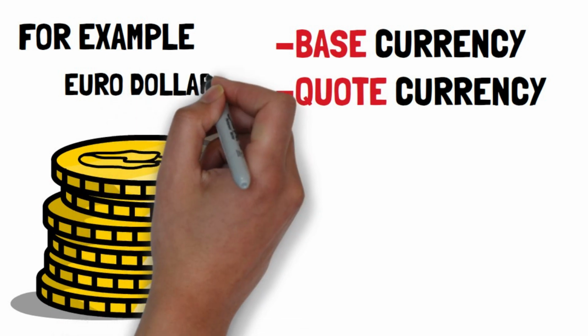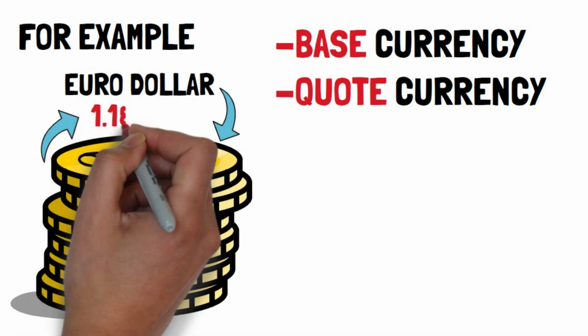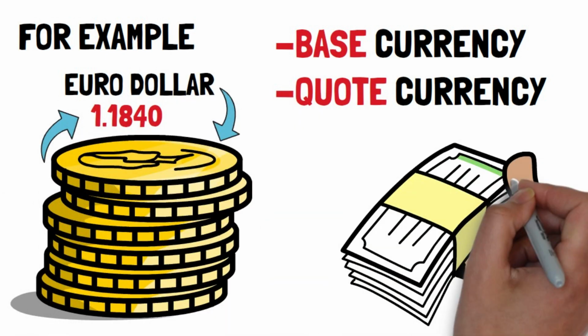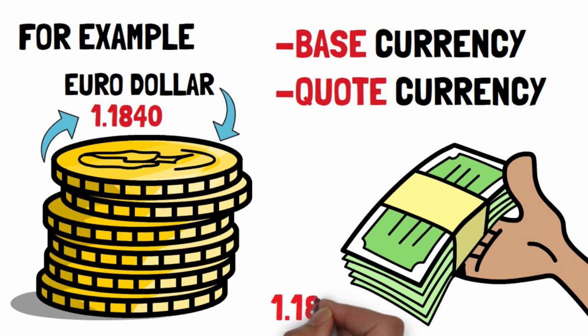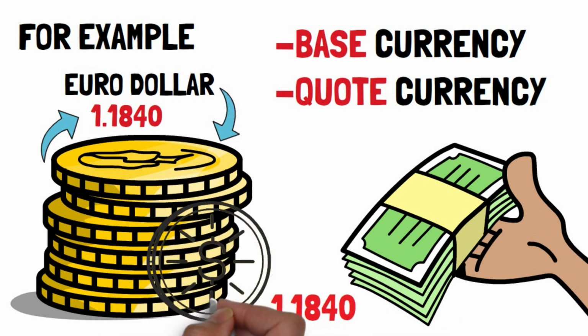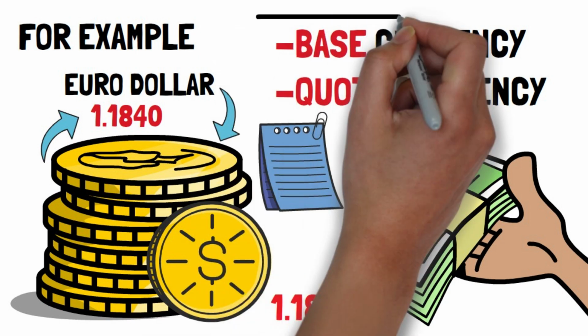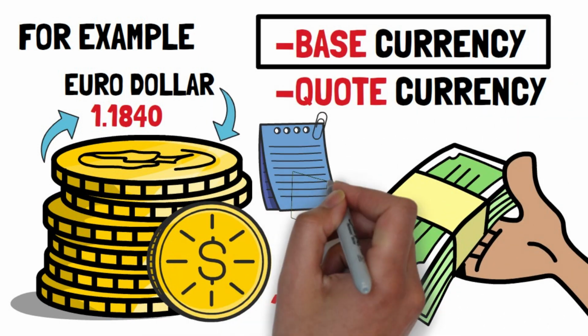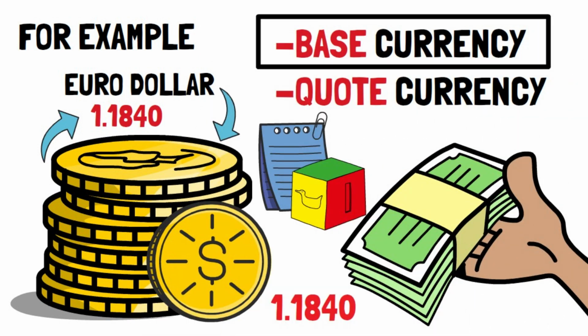If the euro-dollar pair is quoted as 1.1840, it means you can obtain 1.1840 US dollars for every euro. It's important to note that the base currency consistently represents one unit in these pairings.